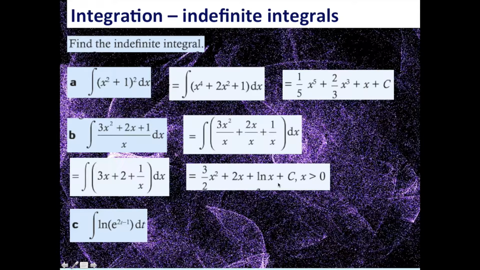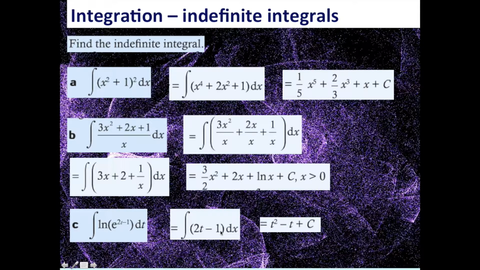x plus c. Finally, this one, ln e to the power 2t minus 1. Ln is the same as log to the base e. So if we have log to the base e of e to the power 2t minus 1, then the log to the base e and e to the power will effectively cancel out, and you'll be left with 2t minus 1, and you can find the integral of that.